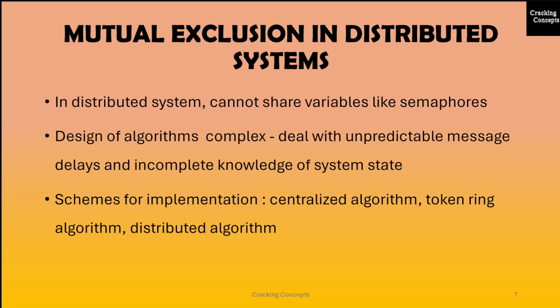To solve the synchronization problems in a distributed system, we need to provide distributed semaphores. There are three schemes of implementation. One is the centralized algorithm, the other is a token ring approach, and the third is a distributed algorithm.